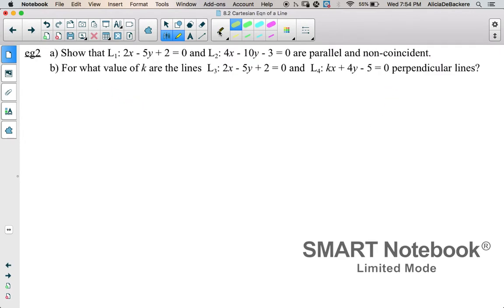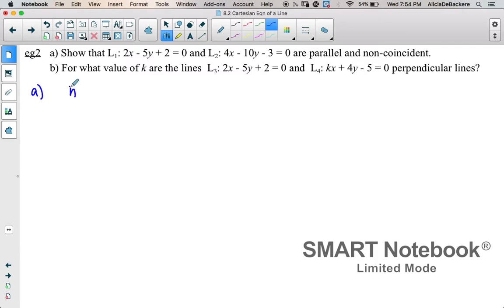All right, so let's take a look at an example looking at parallel and perpendicular. In part A here, it says show that line 1, and I've got the Cartesian equation, and line 2, another Cartesian equation, are parallel and non-coincident. That means that they're not actually on top of each other. They are two separate lines, but they are parallel to each other. That's what I need to show. So the first thing that I'm going to do is pull out those two normal vectors.